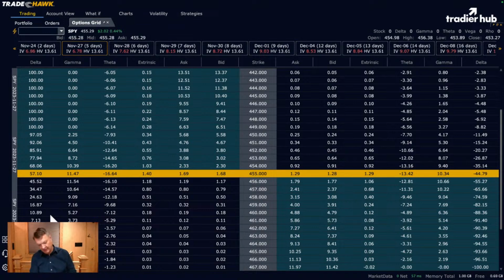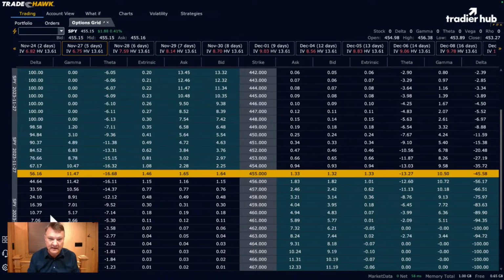Okay, so what's the moral to my story? We want explosive option contracts. We want delta to get to 1 if we're buying a call, or -1 if we're buying a put. But we also want to have lower rates of time decay. So what is that correct ratio? Where do you want to be?